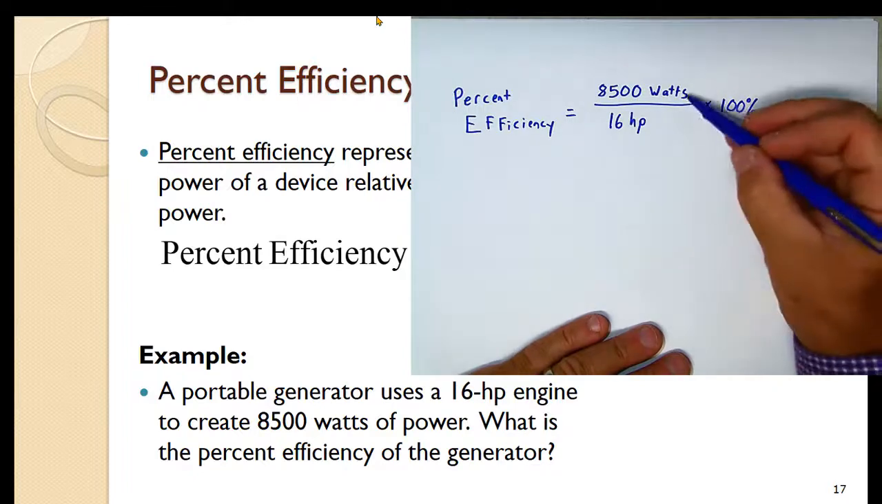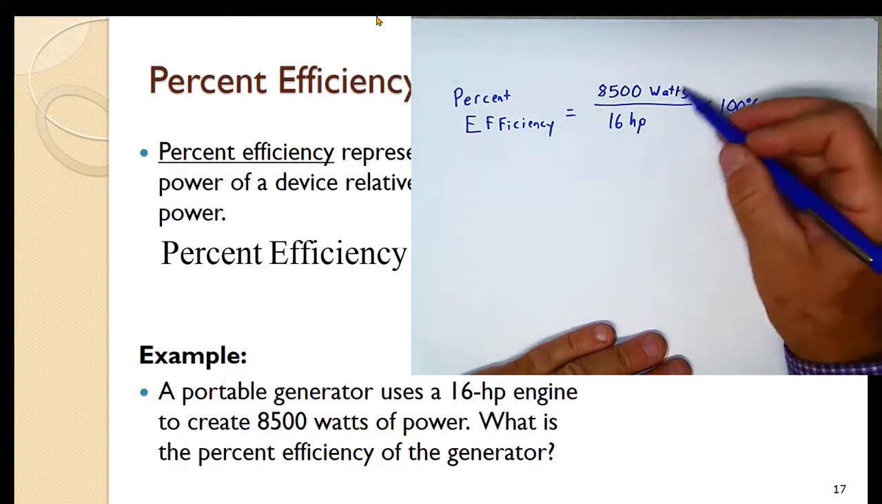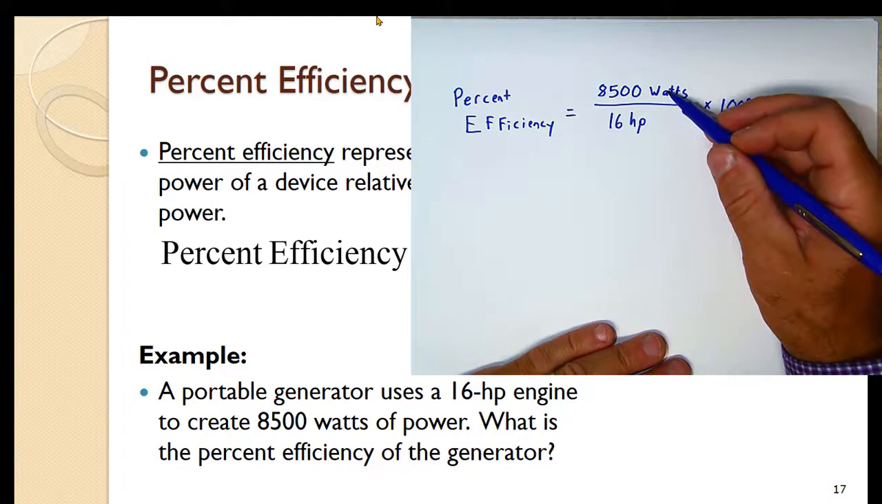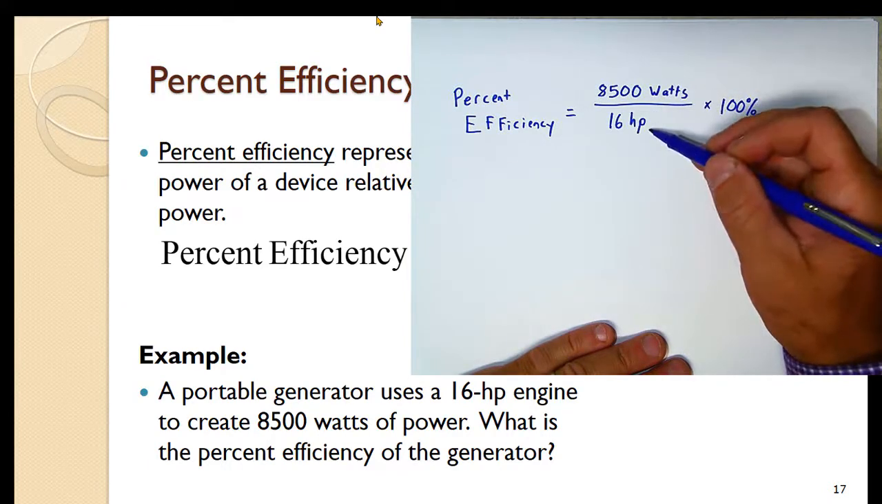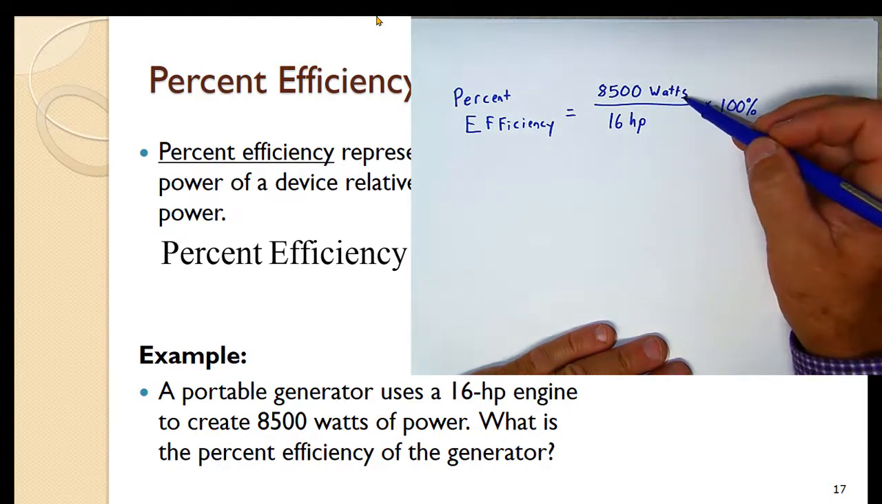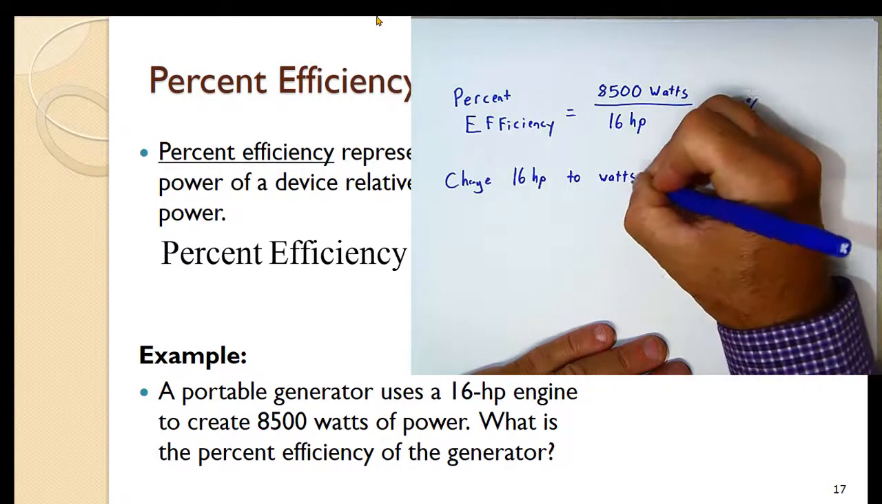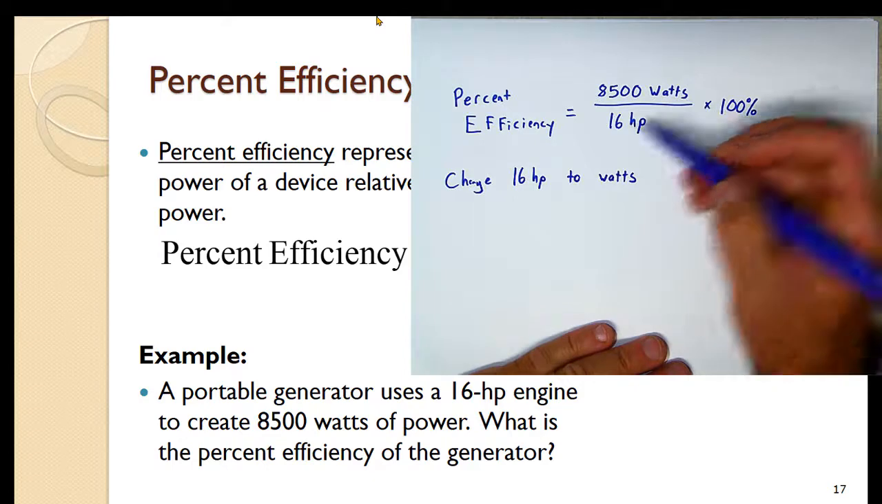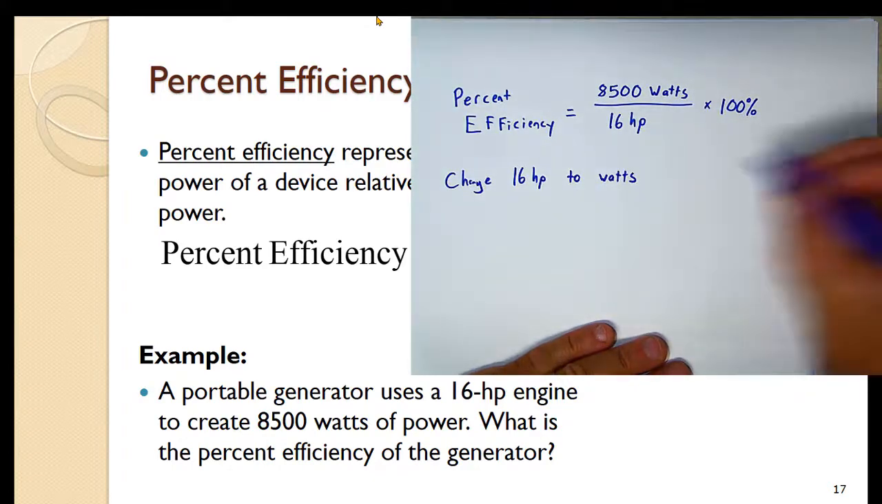Now we have a problem. We're taking watts and dividing by horsepower. Those units don't cancel at all. If we want to do this division, we have to make these units match. So we either need to change the horsepower into watts or the watts into horsepower. In other words, our dimensional analysis tells us that we're going to get nonsense here. Let's change those 16 horsepower to watts.